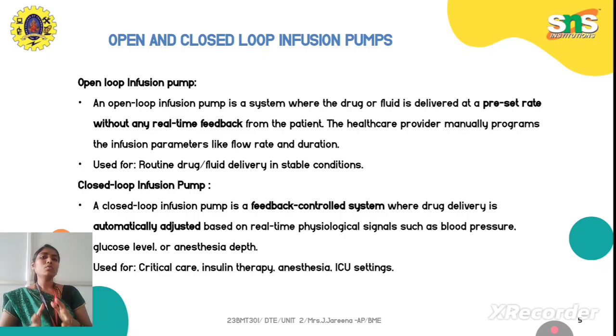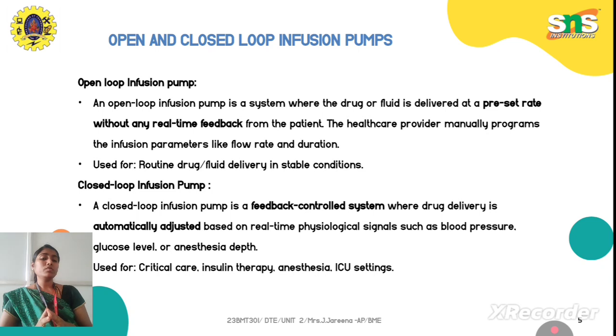So where can you use open loop and closed loop? Open loop you can use for normal routine cases. As I told you, if you are tired, you simply go to the hospital to put an IV, right, to take a drip of saline. In such a case, the patient is very stable and very active, with only some problems or tiredness, so we can go with an open loop infusion pump, because there is no need of feedback control. Whatever preset value we have fixed in the infusion pump, just like that it will be given to the patient.